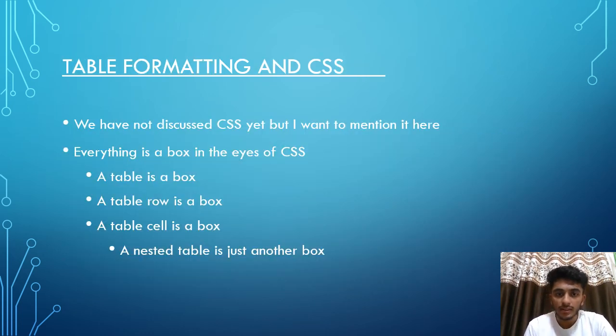Table formatting and CSS. Now we'll discuss what CSS is. CSS is basically used to style your web page. Now we'll discuss how tables are used in CSS. We have not discussed CSS yet, but I want to mention it here. Everything is a box in the eyes of CSS. A table is a box, a table row is a box, a table cell is a box. Basically, if you are using CSS, everything is a box. A nested table is just another box. Nested means a table inside a table. It is just another box. Everything in CSS forms a box.